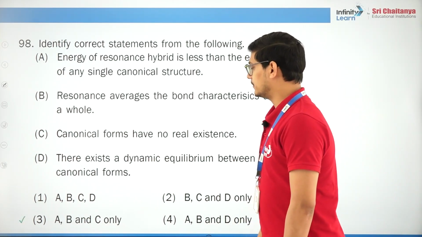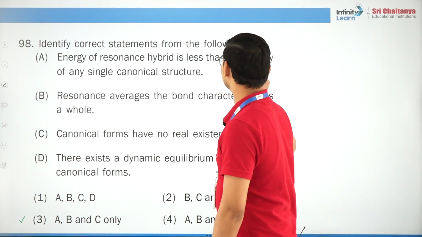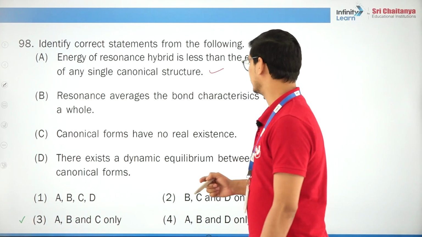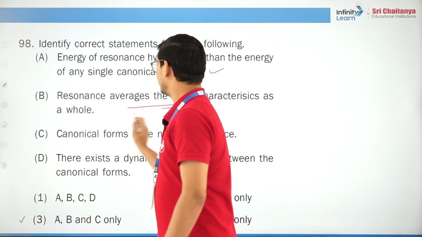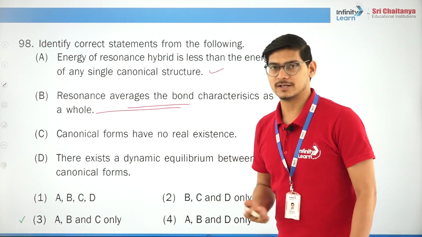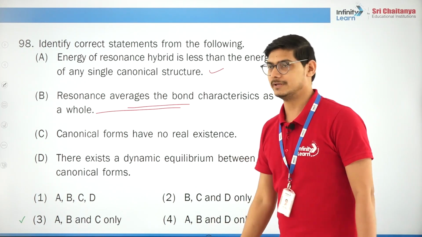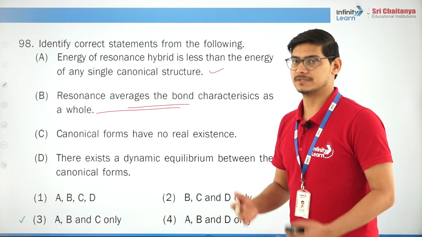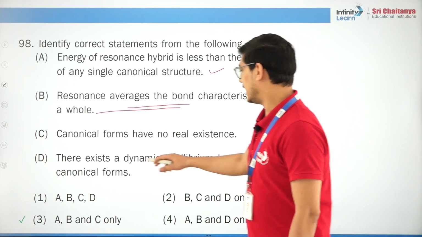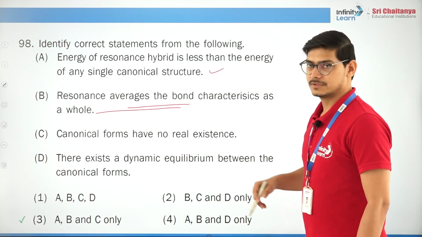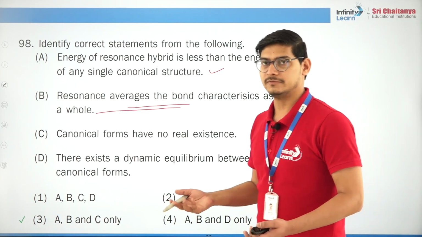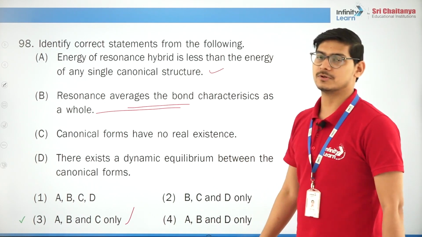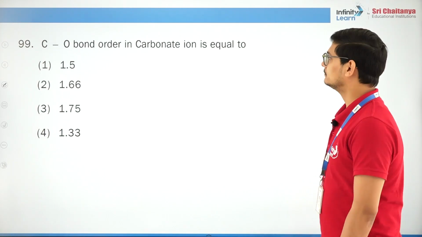Identify correct statement from the following. Energy of resonance hybrid is less than the energy, yes, because resonance hybrid is the actual and the most stable structure. Resonance averages out the bond parameters, yes, that is why in carbonate ion, ozone we find out the average bond parameter. Canonical forms have no real existence, yes, they are just a way of representation. There exists a dynamic equilibrium between the canonical forms, no, because they are not real, so how can we talk of a dynamic equilibrium? So this is incorrect and this becomes your correct answer, right?